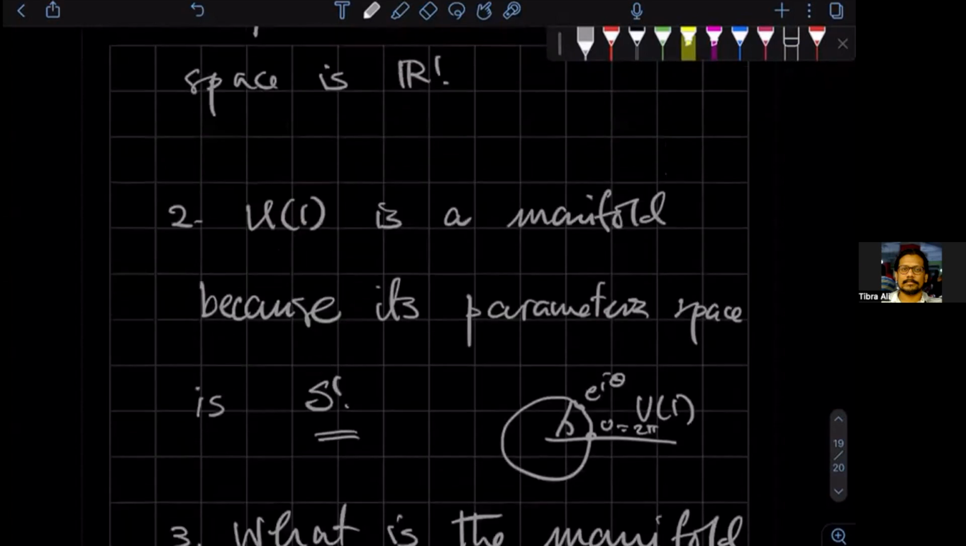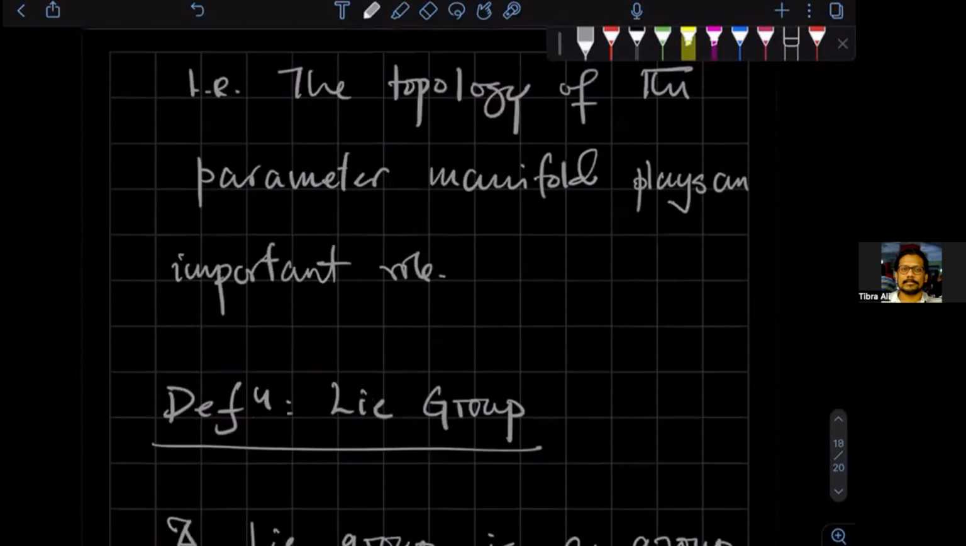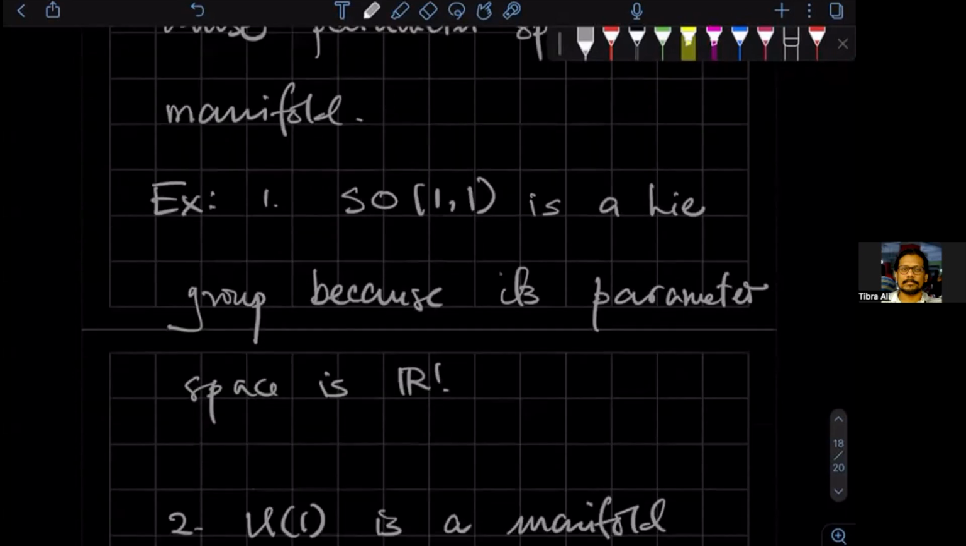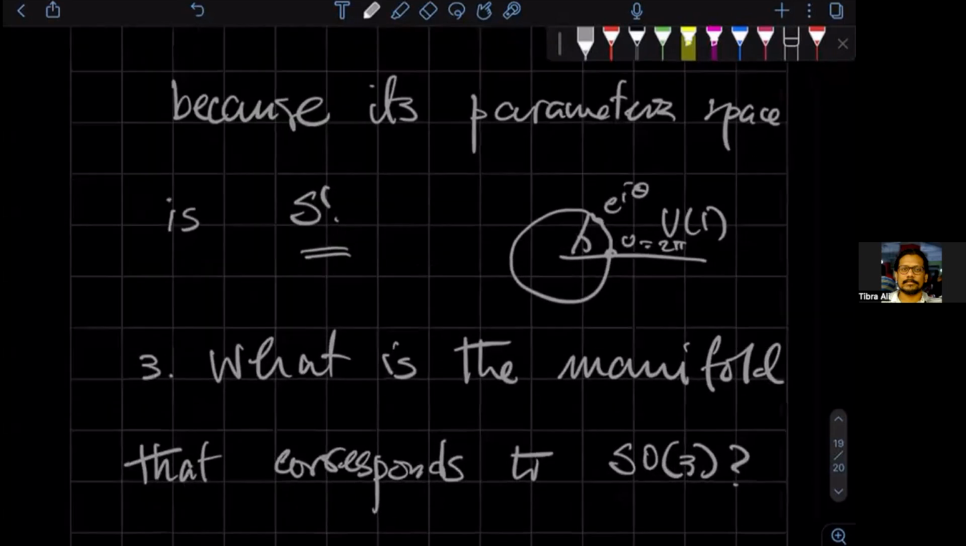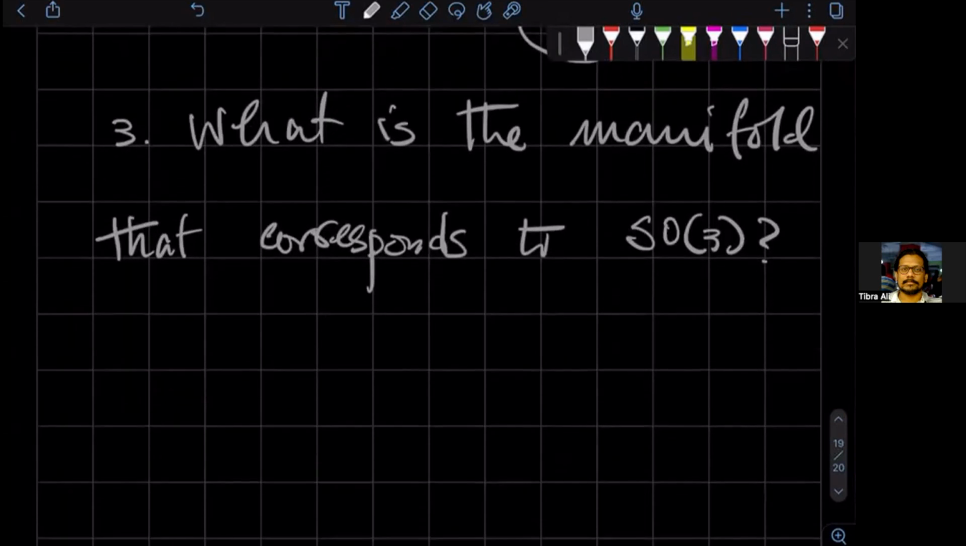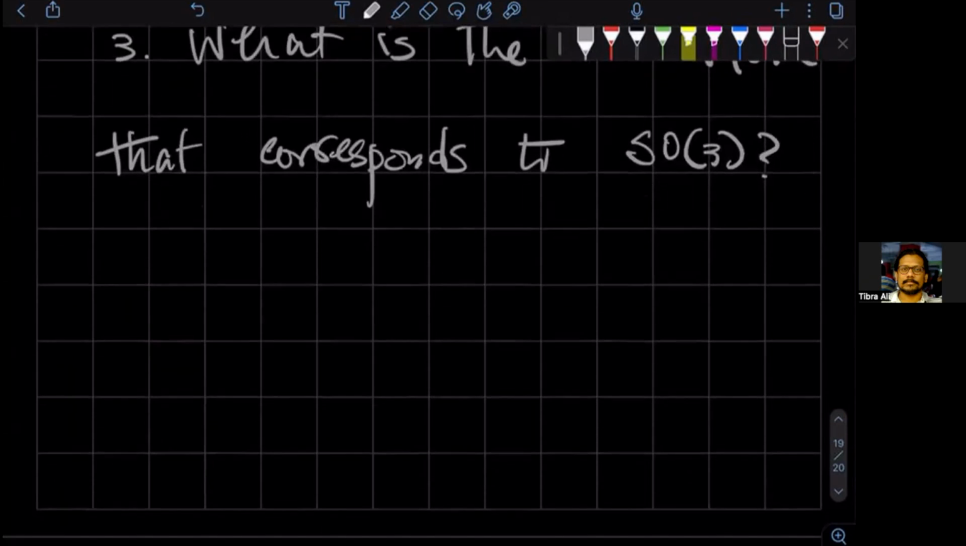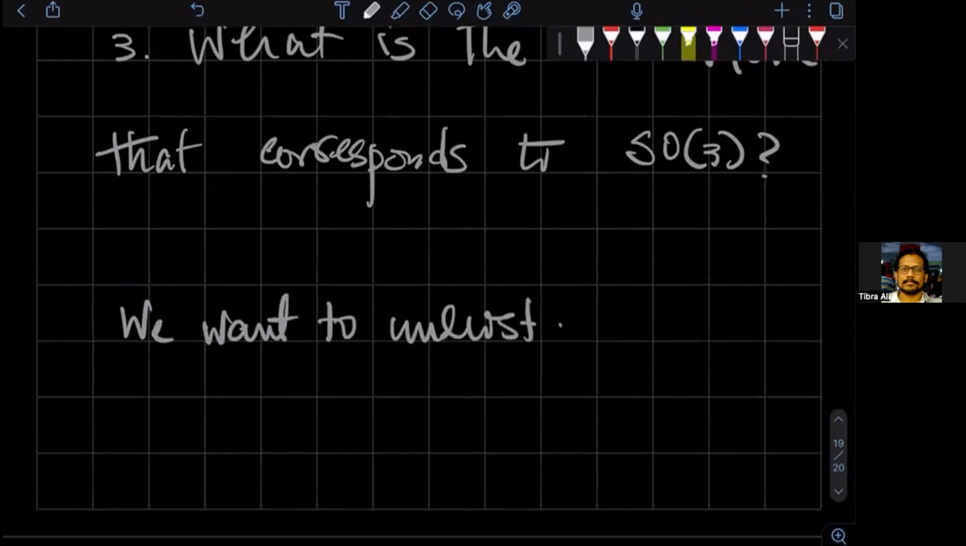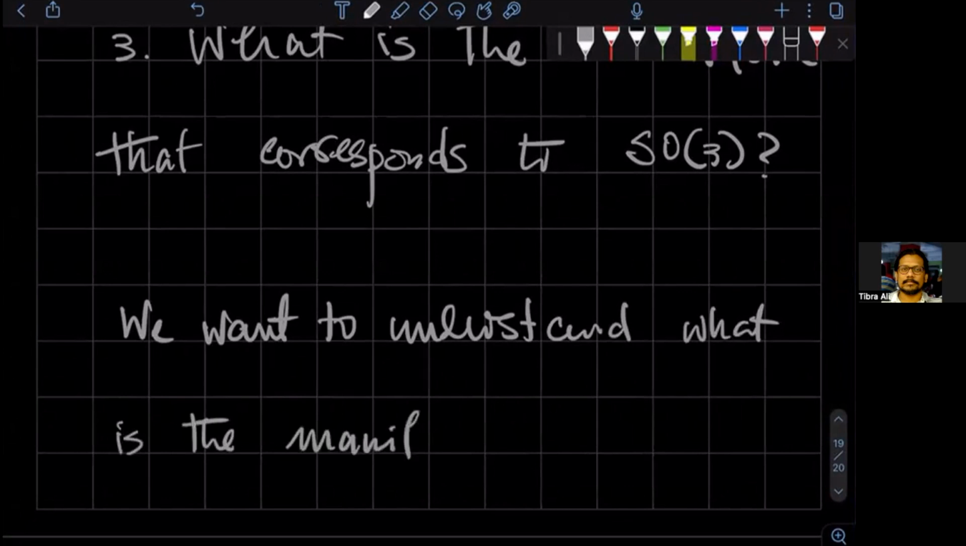Okay, so any other questions or comments? So I want to understand, so we want to understand what is the manifold of SO3.